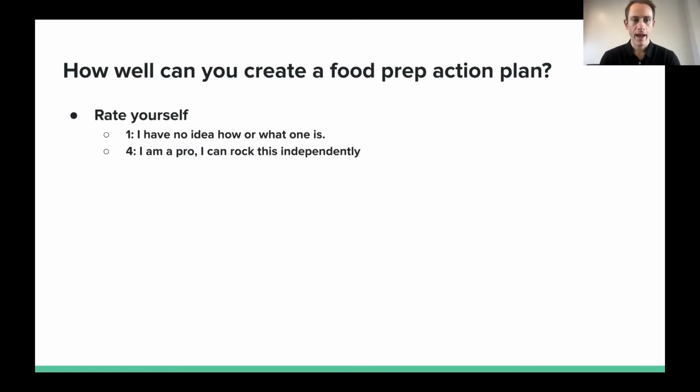So let's get started. How well can you create a food prep action plan? I want everyone to rate themselves on how well you think that you can do this. And if you're not live, I want you to do this as well. I want you to write it down or think about the number that you would give yourself. So how well can you create a food prep action plan? Rate yourself. 1, I have no idea how or what one is, or up to a 4, I am a pro and I can rock this independently. Where is everybody?